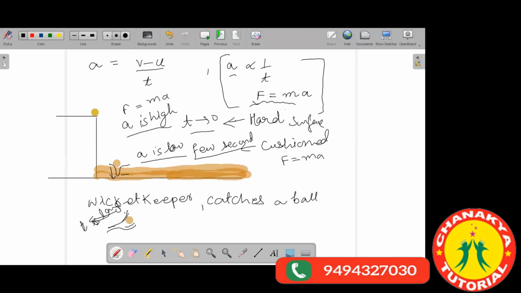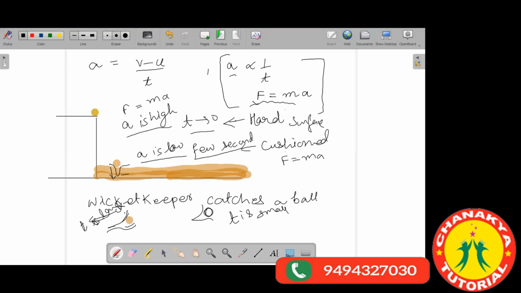Whereas if he doesn't move his hands backward, if he catches the ball at the same instant, the amount of acceleration has to be brought about in a very small amount of time. The change of velocity here, t is small. It has to be stopped in a very small amount of time, whereas here it has to be stopped in a large amount of time. He increases the time.